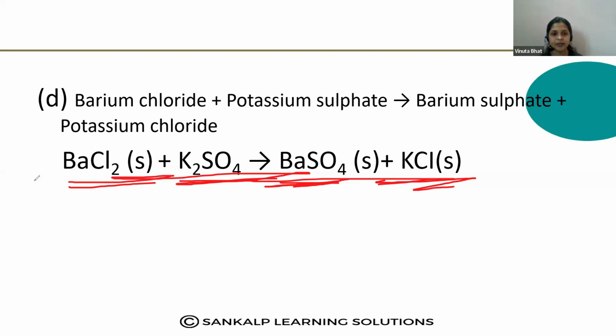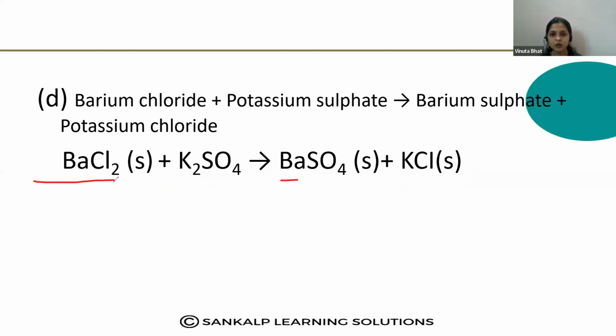Let us check, the barium is balanced. Chlorine is not balanced here. Chlorine 2 here, but only one chlorine is here. Potassium is 2 here, but here only 1. And sulfate is the same. So let us balance the chlorine and potassium. I will add 2 here, 2 KCl. Now check the potassium, that is the same in the reactant and the product, and chlorine is also the same in the reactant and the product.